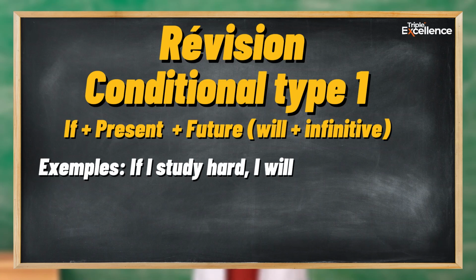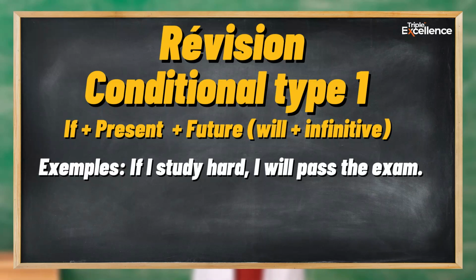Example: if I study hard, I will pass the exam. You realize that study is in the present tense, and will pass is the future. So you have will plus the infinitive form of the verb to pass, the bare infinitive without to. So you have will and pass.